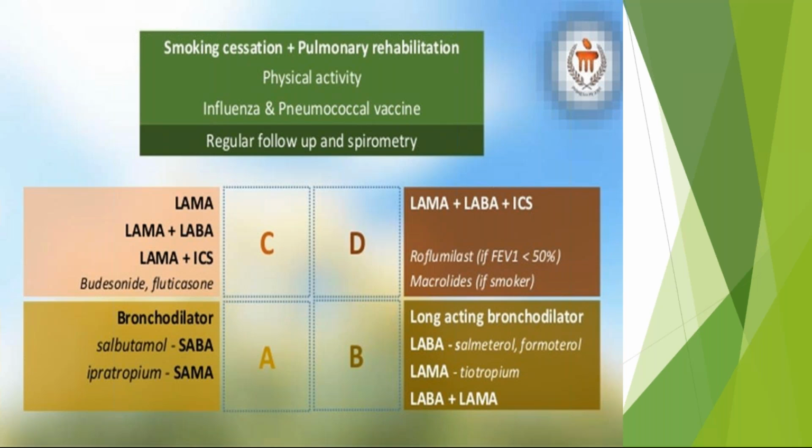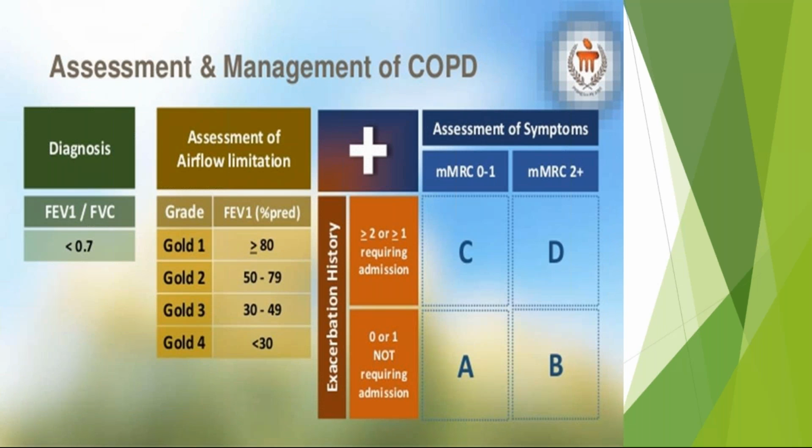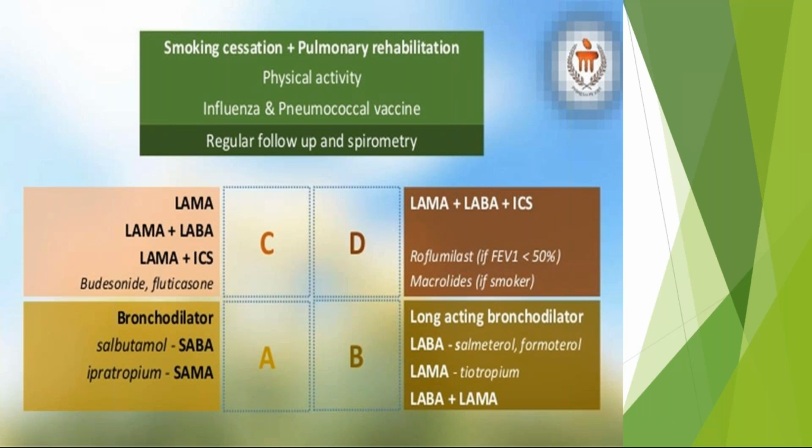Smoking cessation, pulmonary rehabilitation, and influenza and pneumococcal vaccine are the main supportive therapy. In patients with group A, where there will be MMRC breathlessness of 0 to 1 and the patient is not having any exacerbations, we will treat him with bronchodilators like salbutamol and short-acting antimuscarinic agent like ipratropium bromide.